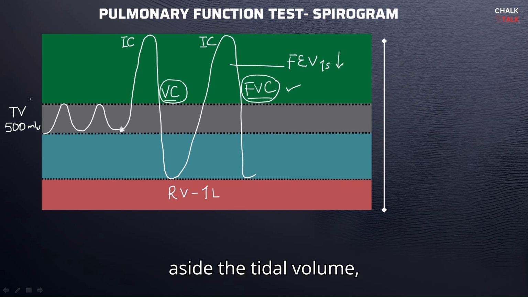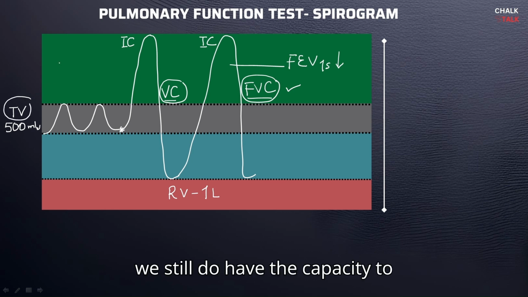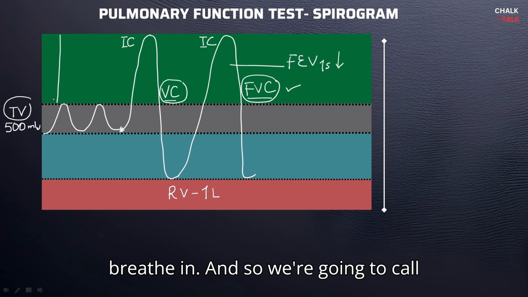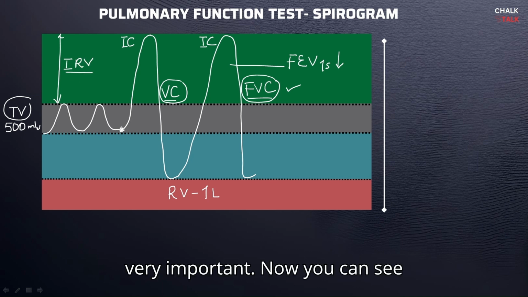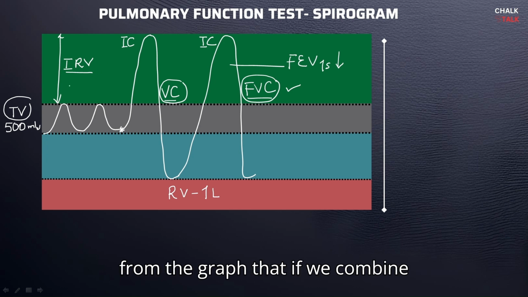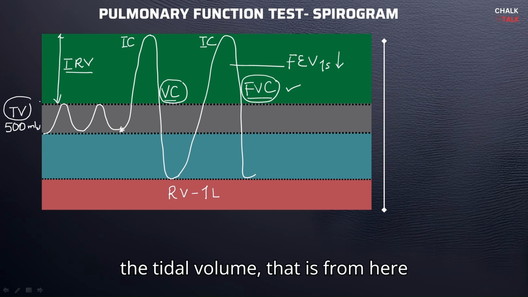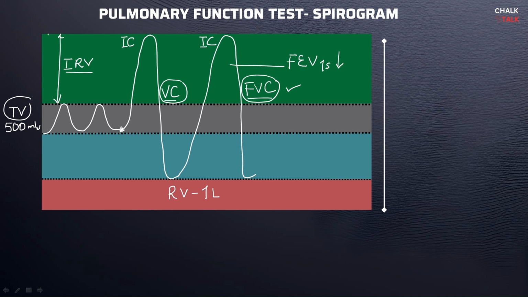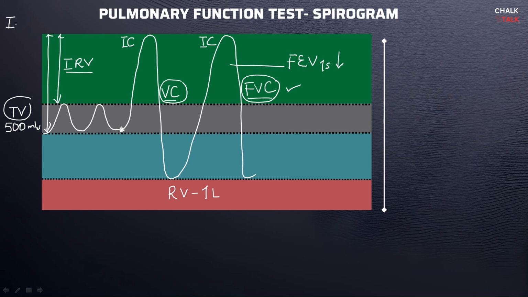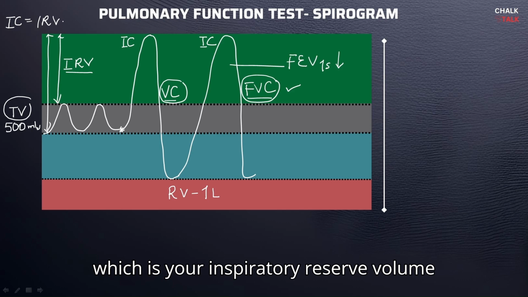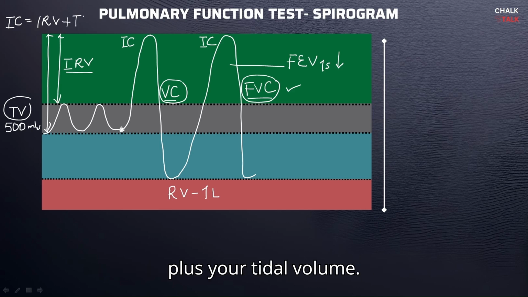Now let's make some further deductions. Aside from the tidal volume, we still do have the capacity to breathe in. And so we're going to call this your inspiratory reserve volume. All right, very important. Now, you can see from the graph that if we combine the tidal volume, that is from here all the way down to this part here, then we have the inspiratory capacity. So inspiratory capacity is equal to your IRV, which is your inspiratory reserve volume, plus your tidal volume.